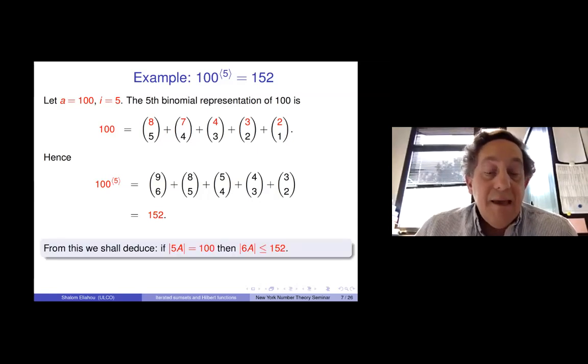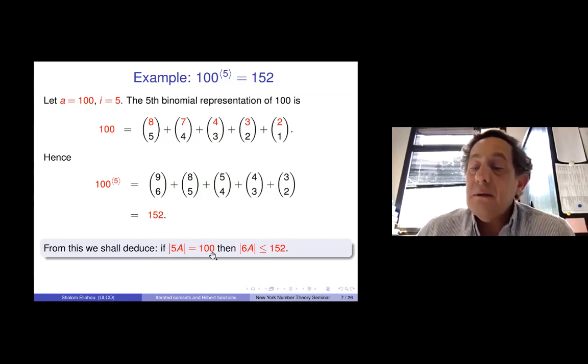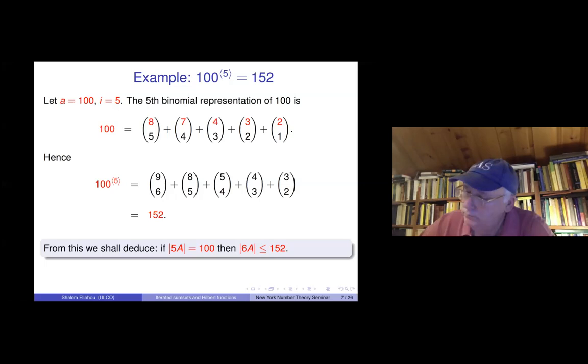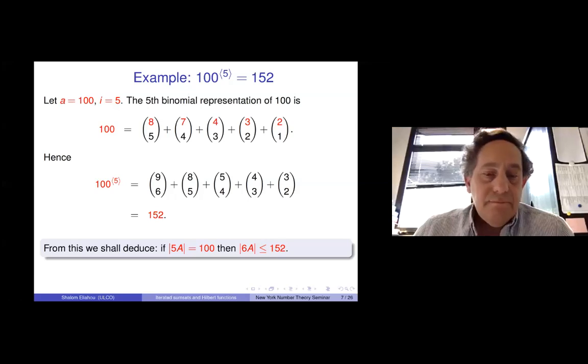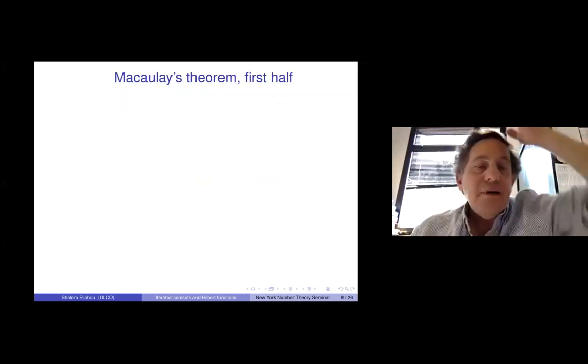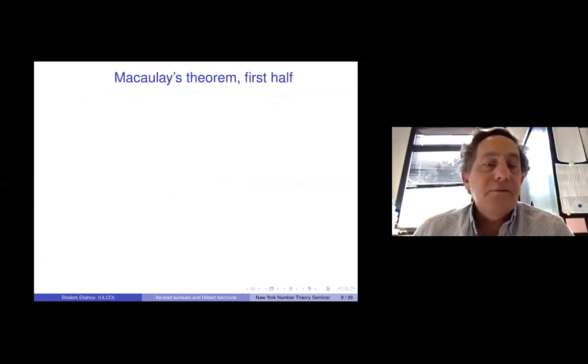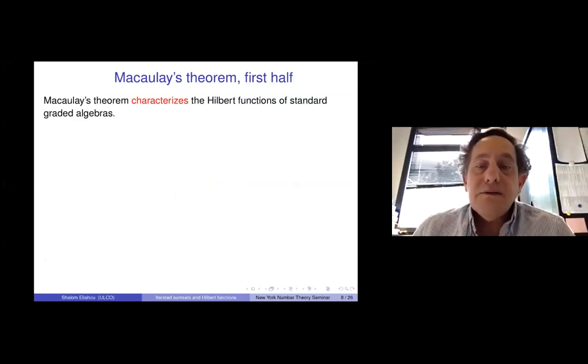Okay, and from this little computation with our method, we shall deduce the following. If you have any set A in an abelian group so that the cardinality of 5A is 100, then the cardinality of 6A, whatever happens, can never exceed 152. So that's what we want to explain here. To do that, we shall need Macaulay's theorem. Here is the first half. As I said, it characterizes the Hilbert functions of standard graded algebras.